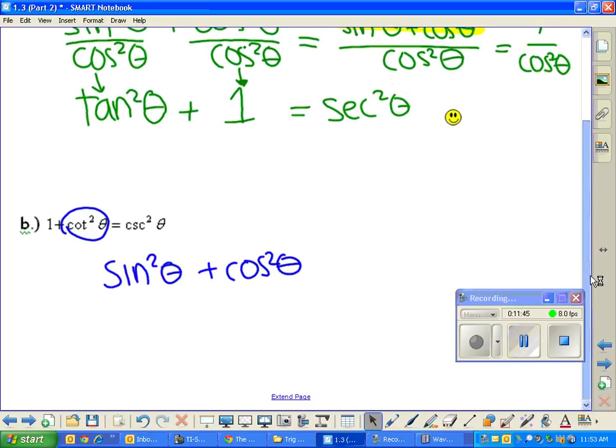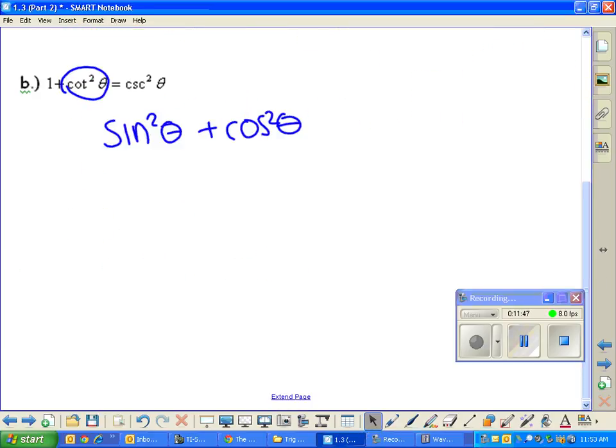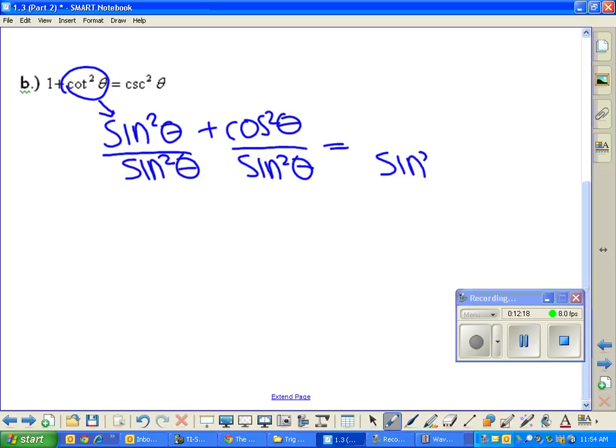All right, I see that a lot of people are getting this very quickly, which is awesome. So to get cotangent squared theta involved, what is cotangent squared theta in terms of cosine and sine? Cotangent in terms of sine and cosine. A little bit different. Yes, it is. You are correct. So you can't do that just to one piece. Got to do it to both. We have a common denominator now. We can add the tops, leave the bottom.